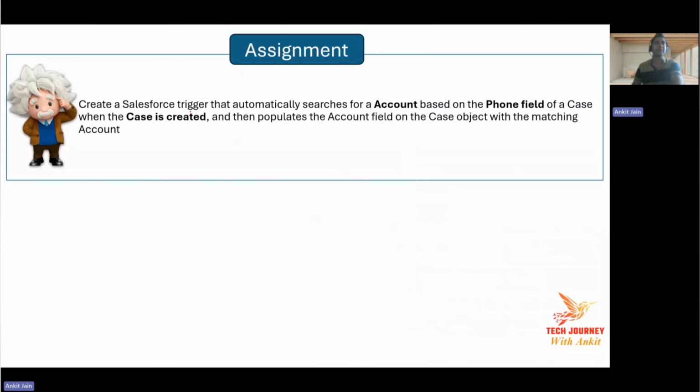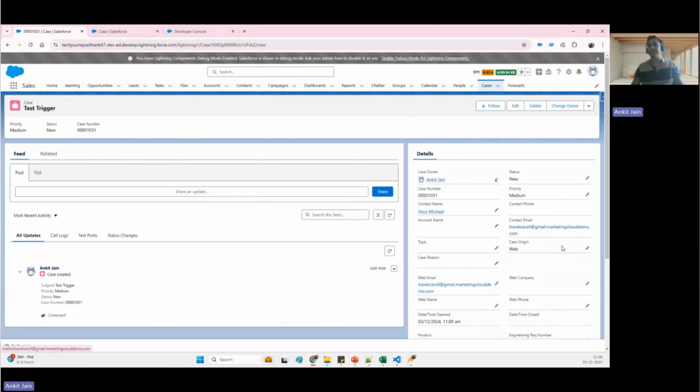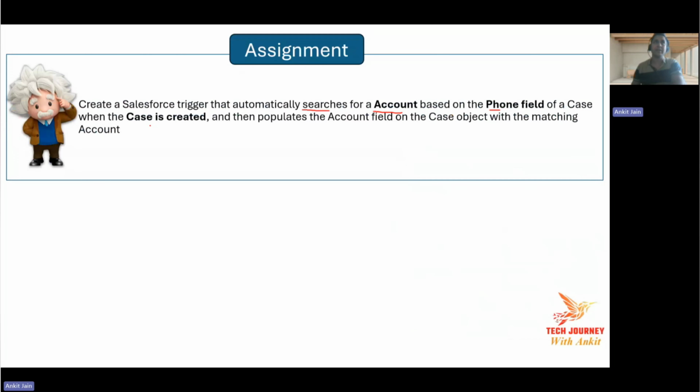So what you have to do here is, this time also you have to create a Salesforce trigger. This time the trigger should automatically search for an account based on the phone field. So here we do have the web phone as well. Whatever phone number the user is entering, you have to search for the account based on the phone number and populate that account detail as well whenever the new case is created. A similar kind of example we have taken previously with email. This time you have to search for the account based on the phone number.